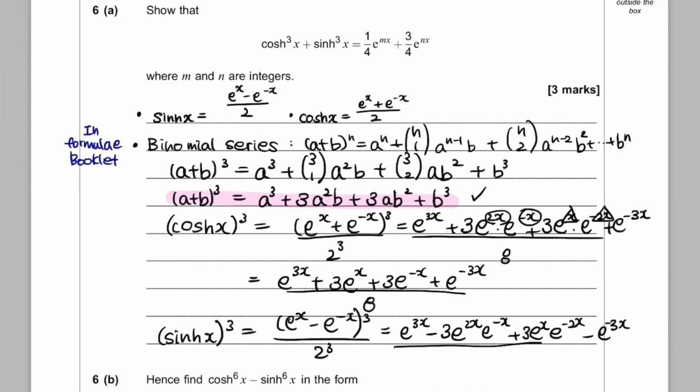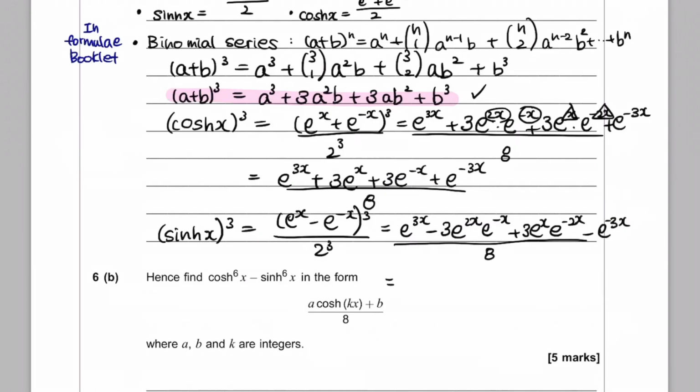Okay, and then the denominator is 2 to the power of 3, so it's still 8. So if you clean that a little bit, it's e to the 3x minus, again, we add up these two power law, and then 3 e to the minus x minus e to the power of 3x, all over 8.